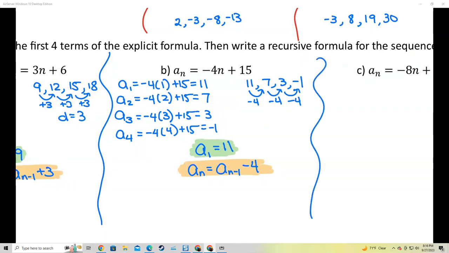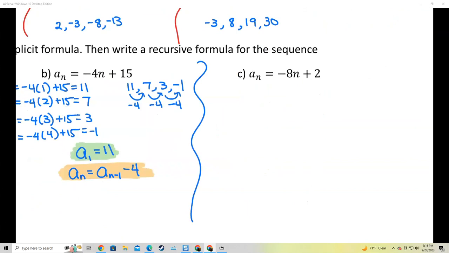Okay, the last one. I think we got this, so we're going to go a little bit quicker. I'm going to get my first term. They did not tell me the first term. I'm going to plug in the 1. I get negative 8 times 1 plus 2. Negative 8 times 1 is negative 8 plus 2 gives me a negative 6. To get my second term, I'm just going to substitute the 2. Negative 8 times 2 plus 2. That's negative 16 plus 2, which is negative 14.